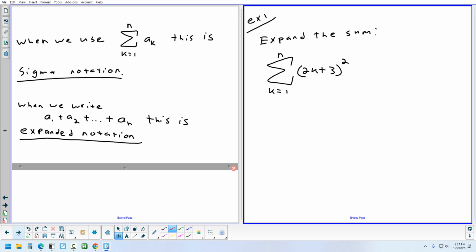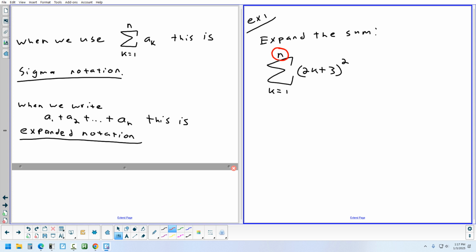So what we're going to do is just write out the first 3 or 4, and then eventually we'll just put a dot, dot, dot, because we don't know how high to go. But we do know the very last thing we're going to plug in is an n. Just like the very last thing we plugged in the other one was a 10. This one is an n.